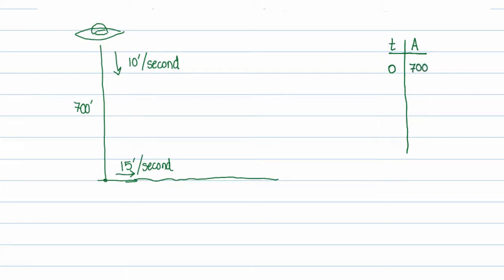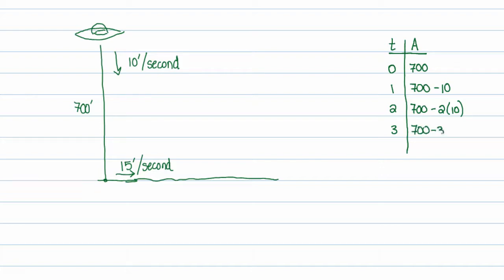700 feet. I hope somebody kind of whispered it in their brain. Okay. 1 second later, it's dropped 10 feet, so it should be at 700 minus 10 feet, right? 2 seconds later, it dropped, a lot of people say 20 feet. It dropped 2 sets of 10 feet. In other words, it was at 700, but you lost 2 of those 10-foot increments. 3 seconds later, you're at 700 minus 3 of those 10-foot increments, and so on and so forth.